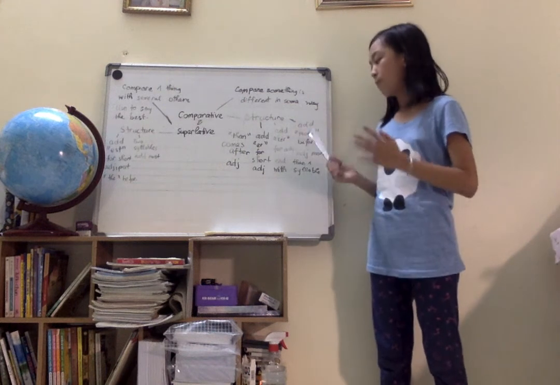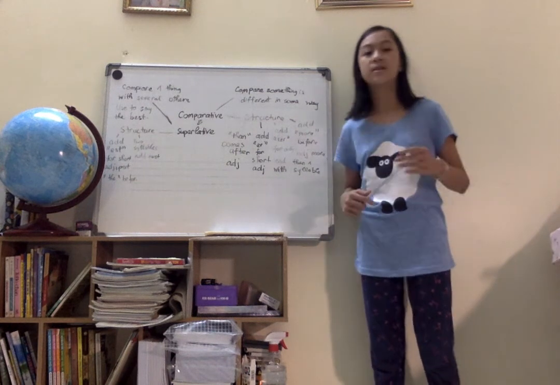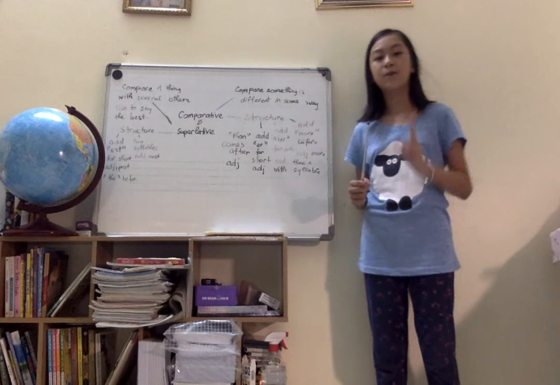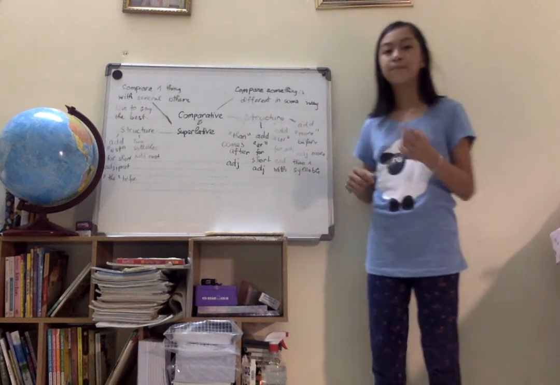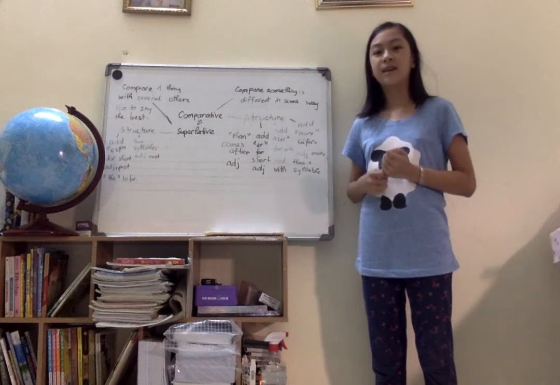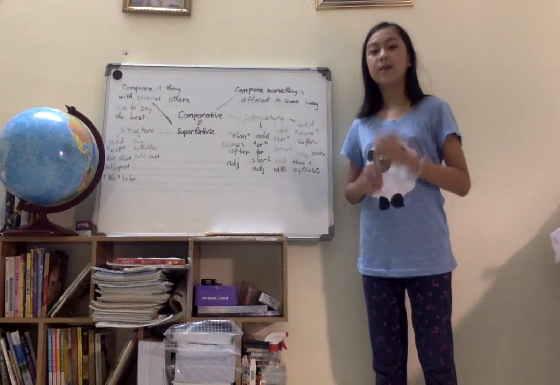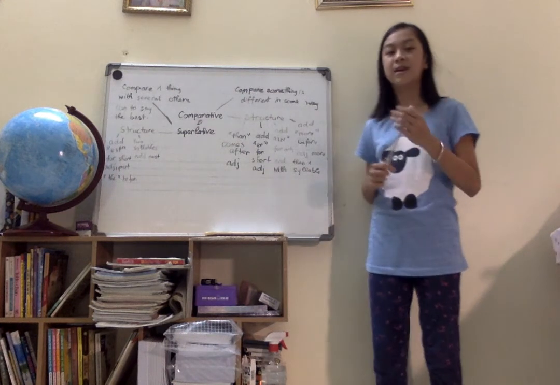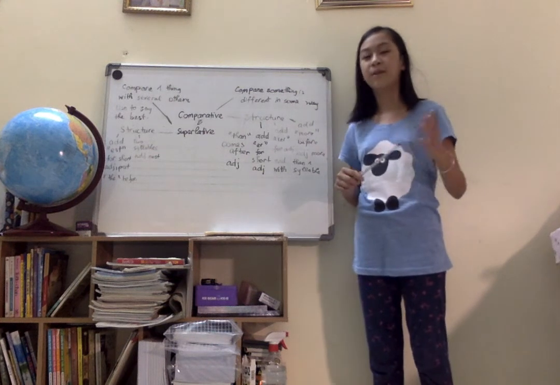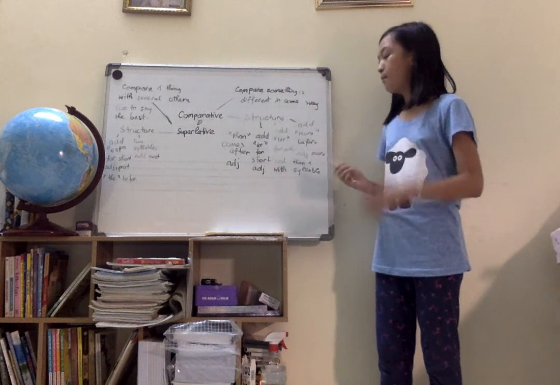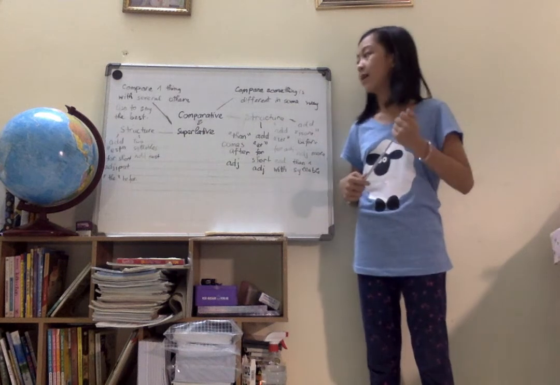And we add "more" before the adjectives that have more than one syllable. I mean 2 or more syllables, 2 or 3. When you want to say the adjective like expensive, you will not say "expensiver". It's not really good. You will say "more expensive". It's really good to hear.